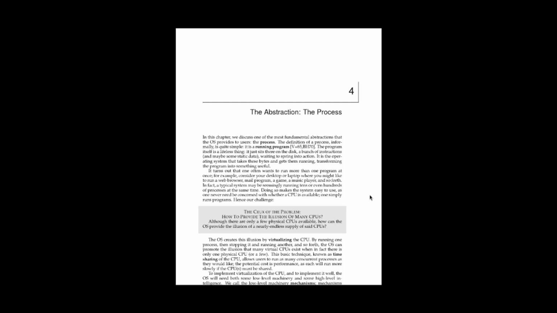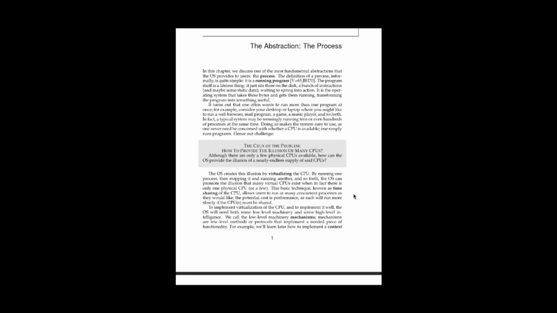The abstraction, the process. In this chapter, we discuss one of the most fundamental abstractions that the OS provides to users, the process. The definition of a process, informally, is quite simple. It is a running program. The program itself is a lifeless thing, it just sits there on the disk. A bunch of instructions and maybe some static data waiting to spring into action. It is the operating system that takes these bytes and gets them running, transforming the program into something useful.